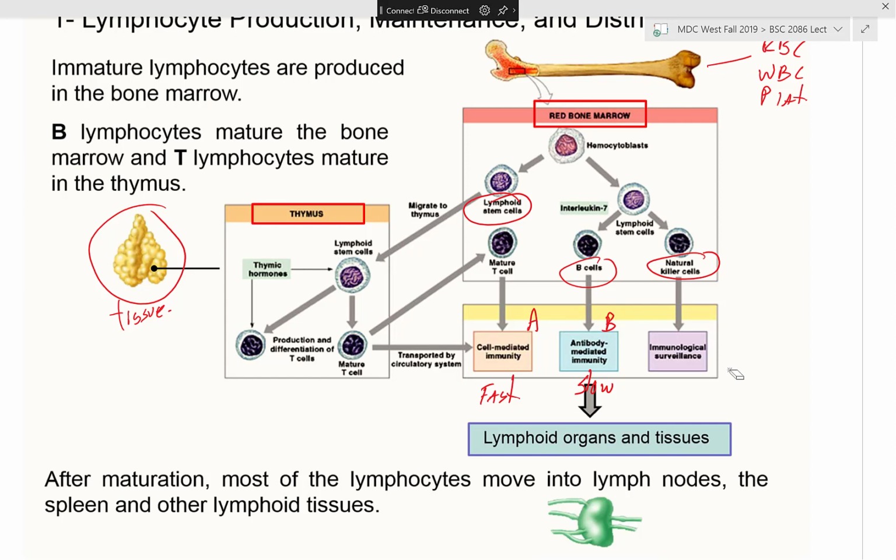Okay? Now, all of these three, mostly between the T's and the B's, they are going to go where now? Once they are mature and immunocompetent, they are going to go to the lymphoid organs and or tissues that you have in your body. And that is including what? Your lymph nodes, right? That's including your lymph nodes, as well as your spleen, and of course other tissues.